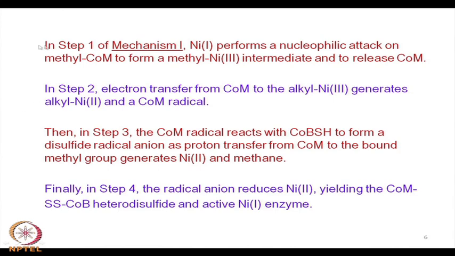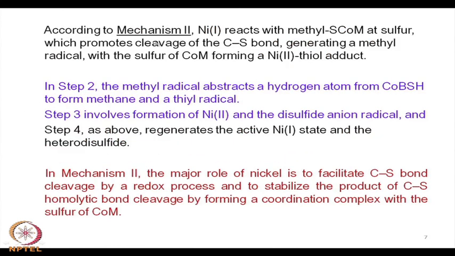So, this is for your mechanism 1, and similarly for mechanism 2 also, the nickel 1 center reacts with methyl coenzyme at the sulfur, and basically the difference for mechanism 1 is that it promotes a corresponding CS bond cleavage. There we are talking about a metal carbon bond formation, but here you have the CS bond cleavage and it is now generating the methyl radical.